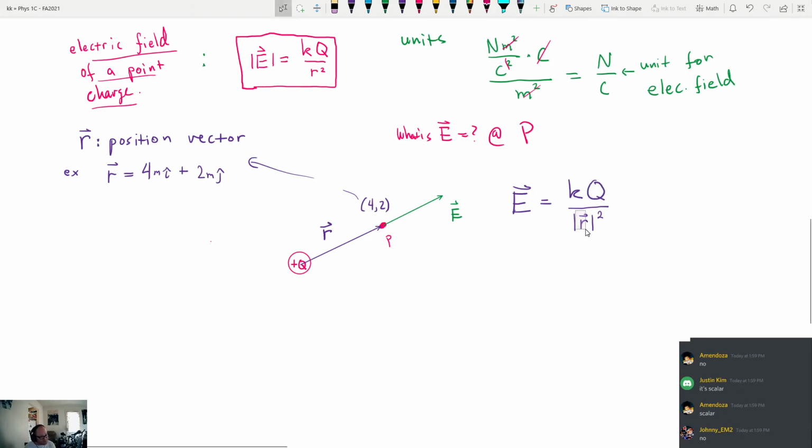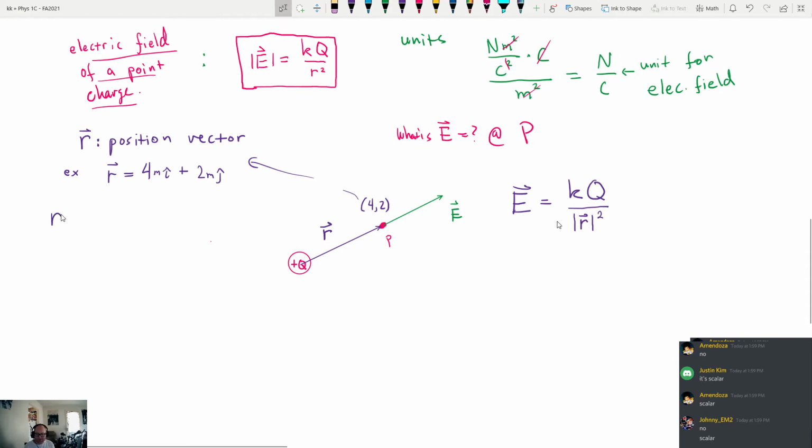Now, the position vector is a vector, but why did I write it like this? Why did I write it as the magnitude? Remember when you write two lines around this, it's now become a scalar basically, right? When you put these lines in here. So why didn't I just divide by the vector? Would that have worked? Why didn't I just put a vector down here? Why did I know that I needed to put the magnitude of the vector? That's what these lines mean, by the way, in case you don't remember.